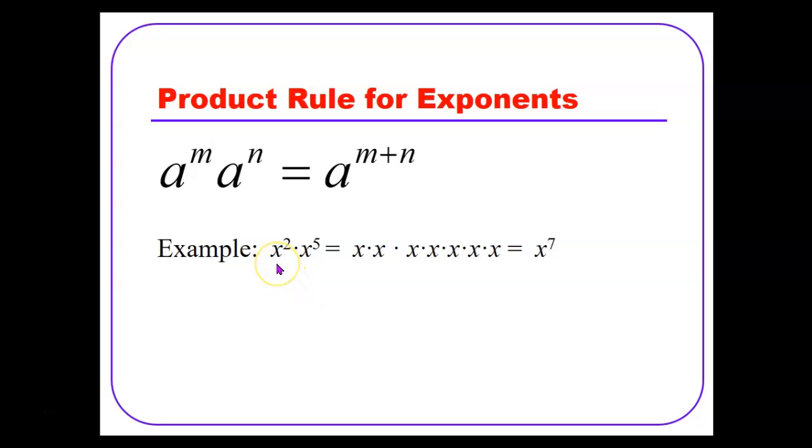And that's because x to the 2 power means x times x, times x to the 5 power means x times x times x times x times x. And when it's all multiplication like that, there are 7 x's being multiplied.